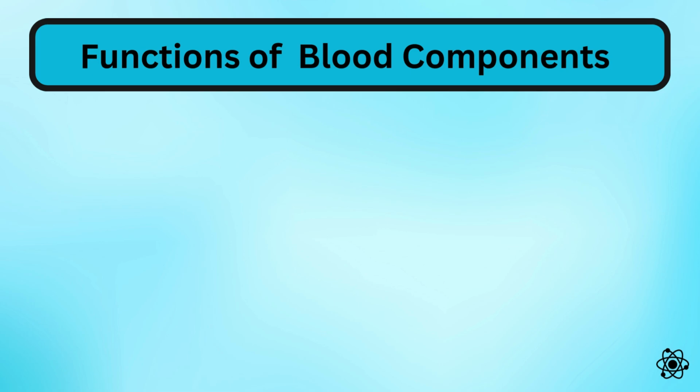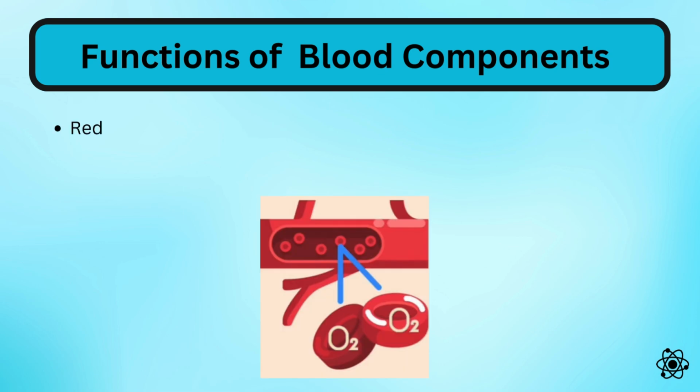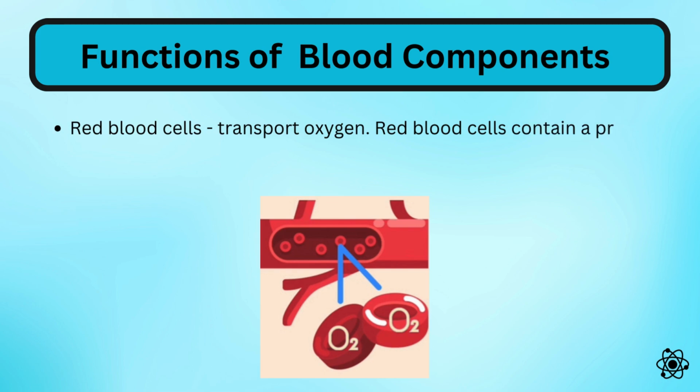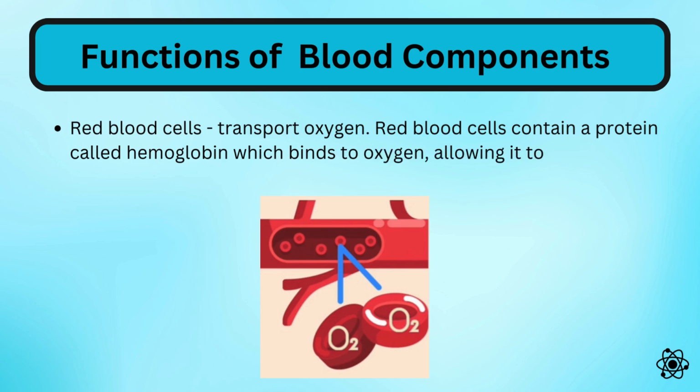Next, let's learn about the function of the components of the blood. Red blood cells transport oxygen. Red blood cells contain a protein called hemoglobin which binds to oxygen, allowing it to be transported around the body to cells.